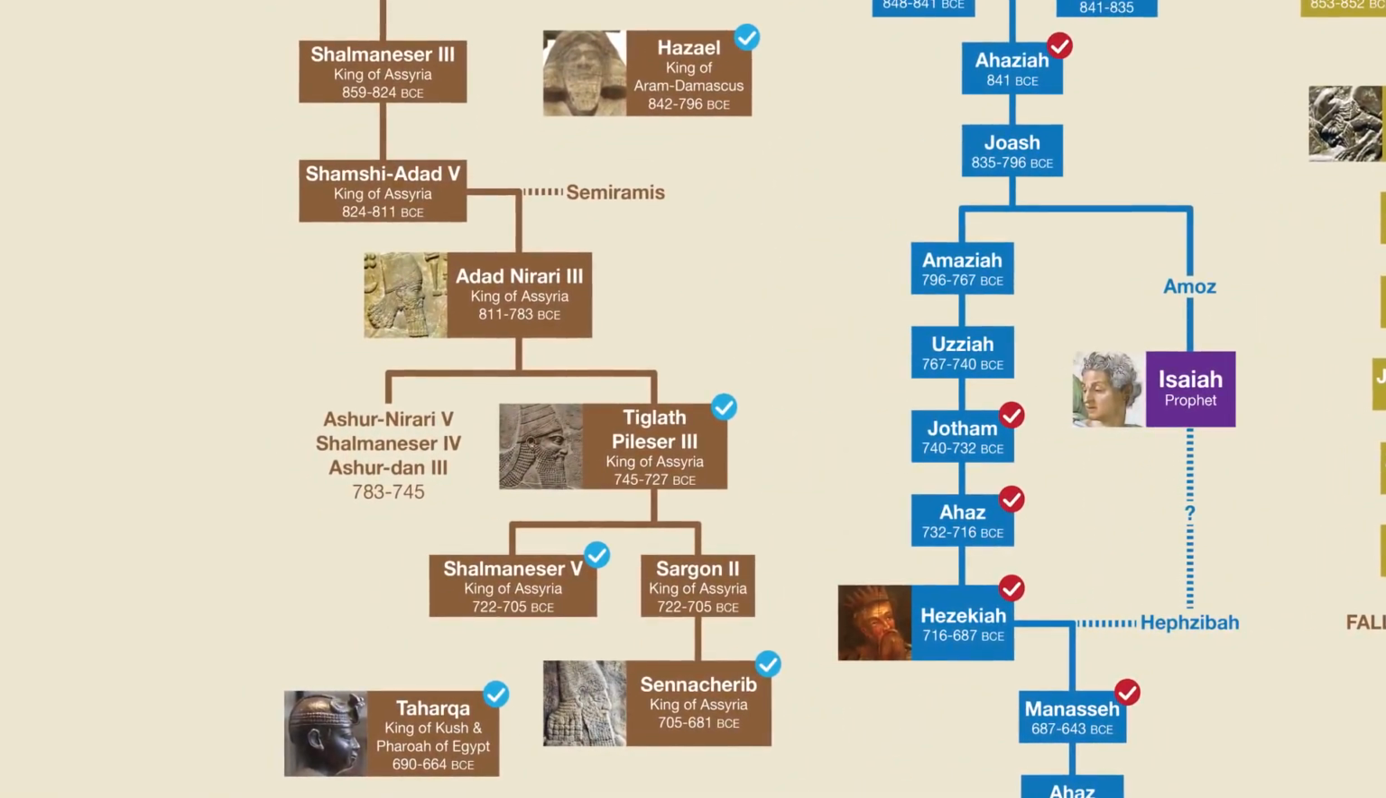Unlike the ancient Israelite kings, the existence of all of them can be confirmed by the archaeological record. So instead of giving them all a red check mark, what I've done instead is give the ones that are mentioned by name in the Bible a little blue check mark. So that's what those symbols mean.